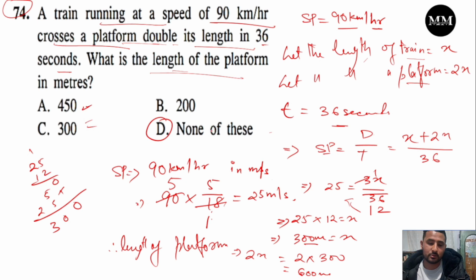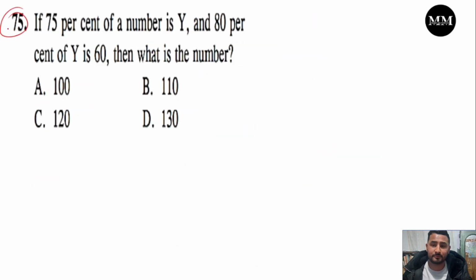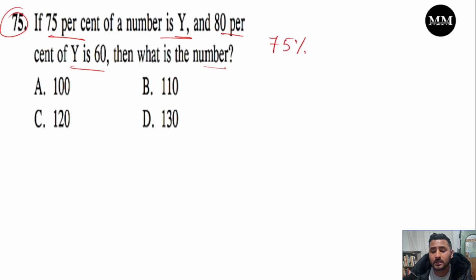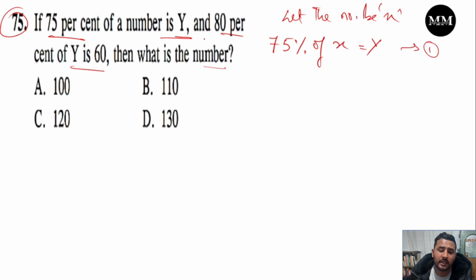Okay, so let's go to the last question, that is question number 75. If 75% of a number is y and 80% of y is 60, then what is the number? So let us do it like this. 75% of a number is y. Let the number be x, since we don't know the number. So 75% of x is y. This is equation 1. And 80% of y is 60. This is equation 2.